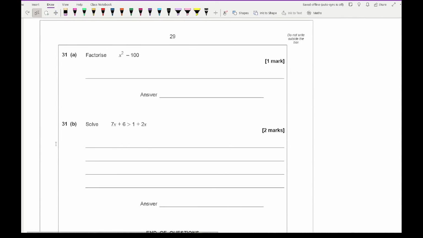Now for question 31a, it's factorizing. You should be able to recognize that this is a difference of 2 squares. So setting up the double brackets, what do you have to square to get x squared? Well, that's x. What do you have to square to get 100? That's 10. One's a plus, one's a minus. Job done.